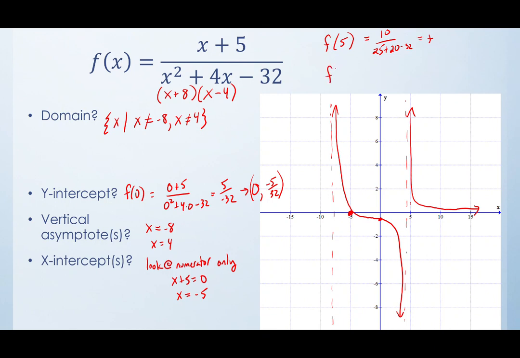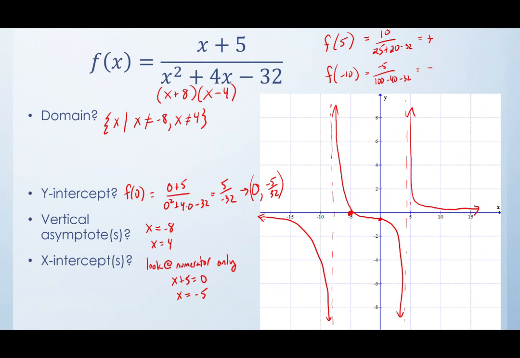And then we can say, okay, what is f of negative 10? So we have negative 10 plus 5 is negative 5, and we've got 100 minus 40 minus 32, and of course that is a negative over a positive, so it's going to be negative there. And so same reasoning here. We know as we get close to negative 8, our function is going to be going towards positive or negative infinity, but there's not an x-intercept on this first leftmost portion of the graph, so it can't cross from negative territory at negative 10 to positive anywhere else. It's got to stay negative.